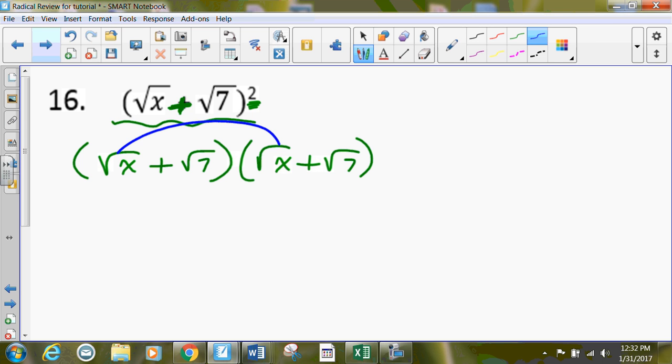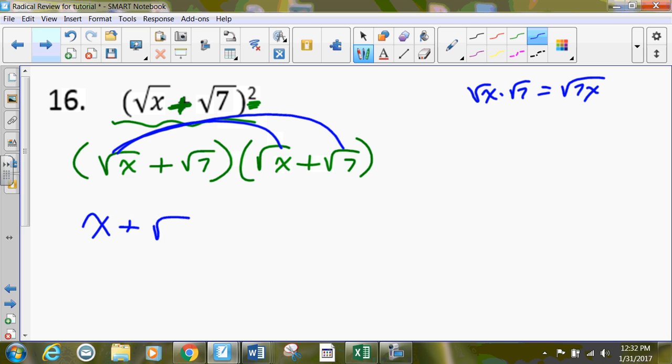Square root of x times square root of x is square root of x squared, which is x. By this time in the video, I want you to know square root of x times square root of x is x. Then we're going to distribute square root of x times square root of 7. Once again, square root of x times square root of 7, I can write as square root of 7x. So that's going to be plus square root of 7x.